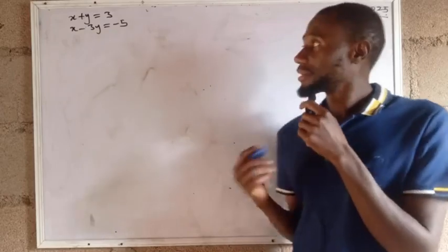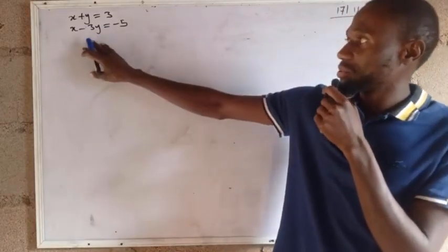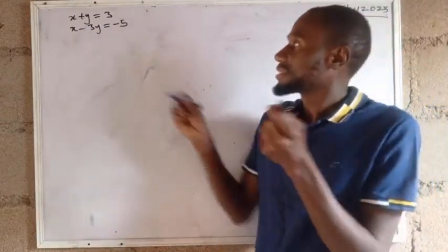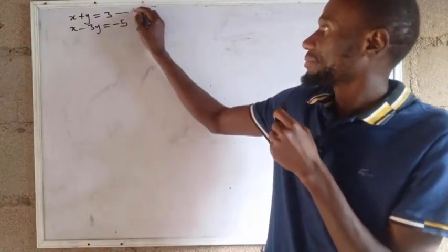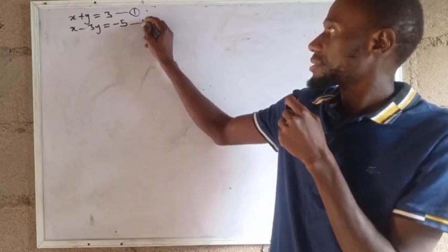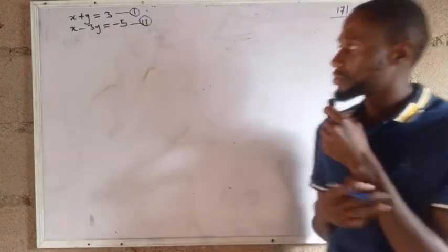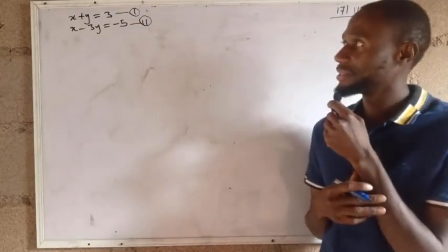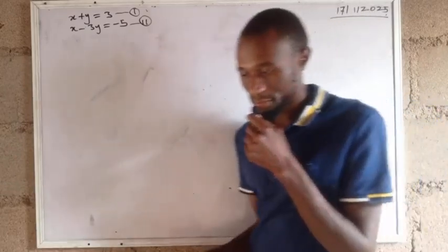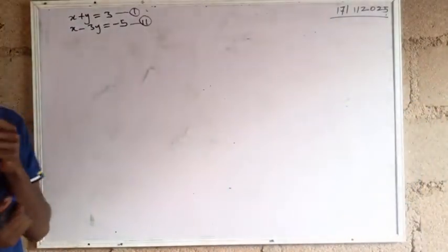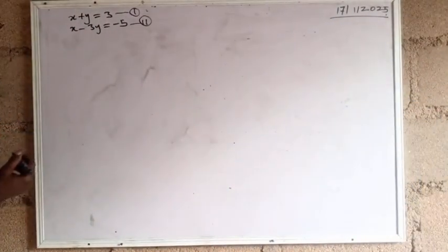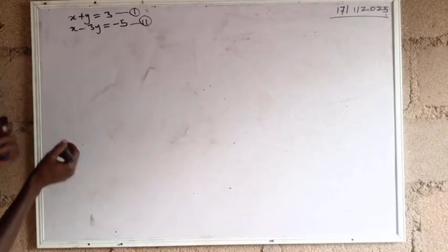In this video we're going to learn how to solve simultaneous linear equations using the graphical method. Firstly, we're going to look at these two equations. This is equation 1, this is equation 2, and we're going to learn how to solve them simultaneously by the graphical method. We're going to take them one after the other.